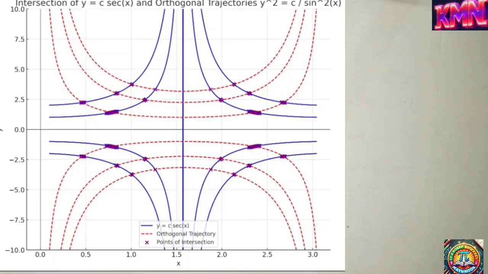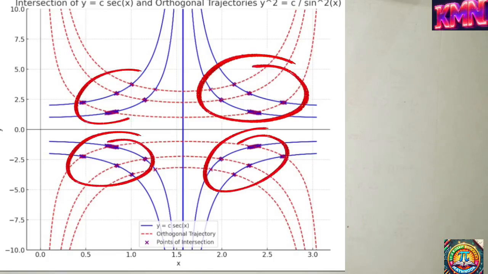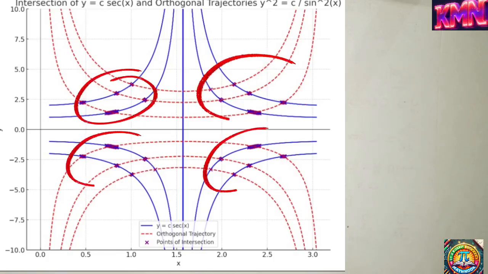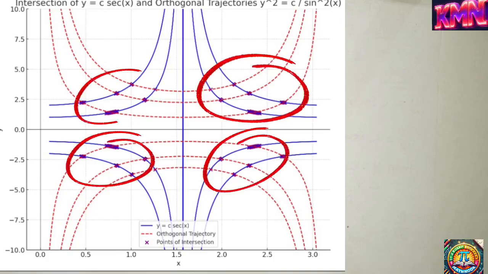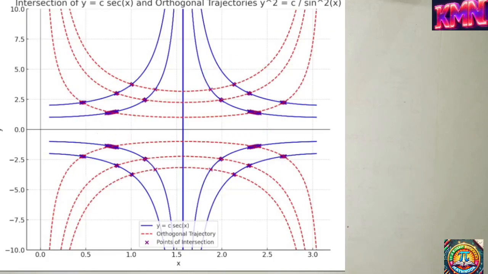And with that, as you can observe from the diagram, the blue curves represent the family of curves y equals c sec x. The red dashed curves represent the orthogonal trajectories y squared equals c on sine squared x. Then you can see that you have a purple point over there, which indicates the points of intersection between the two families of curves. So these points demonstrate where the given curves y equals c sec x are perpendicular to the orthogonal trajectories y squared equals c on sine squared x. Actually, you will not be asked to show any diagram, but I just brought this one up for you to see the reality of the concepts.